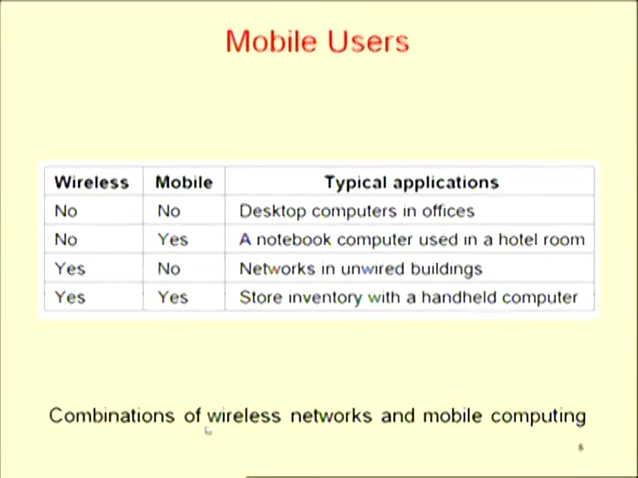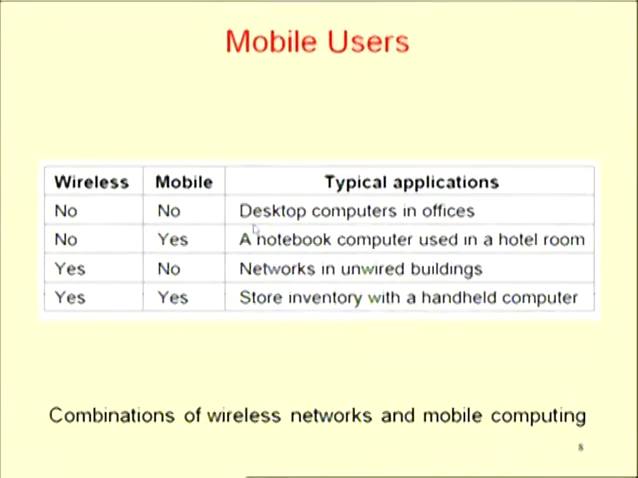This is showing you combinations of wireless networks and mobile computing. Okay, how mobile users make use of networks. So let us consider 4 different types: desktop computers in offices, a notebook computer used in a hotel room, networks in an unwired building, and store inventory with a handheld computer.